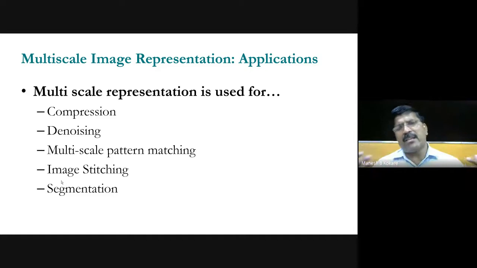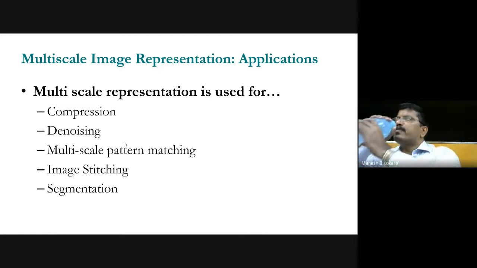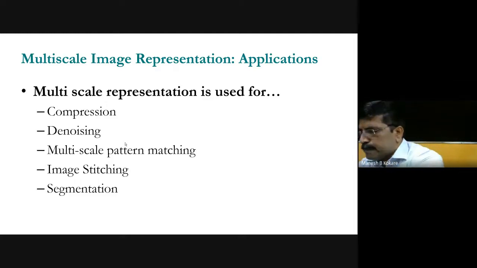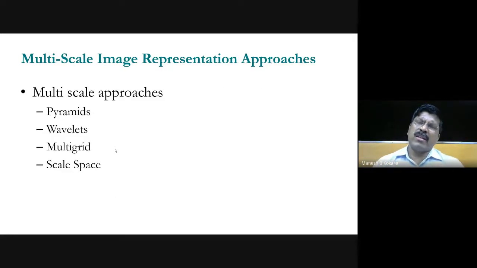And for segmenting the components or objects from the scene, multi-scale representation is really useful in computer vision and so on. So these are some of the simple examples where we can use multi-scale representation in computer vision applications. Now, what are the ways to represent the images with multiple scales in computer vision?